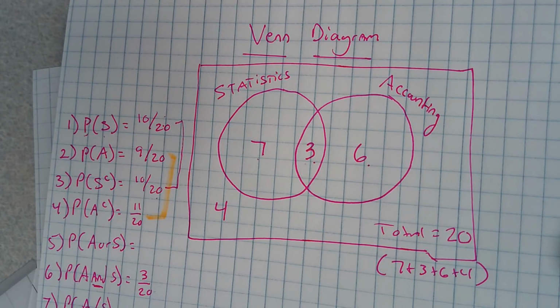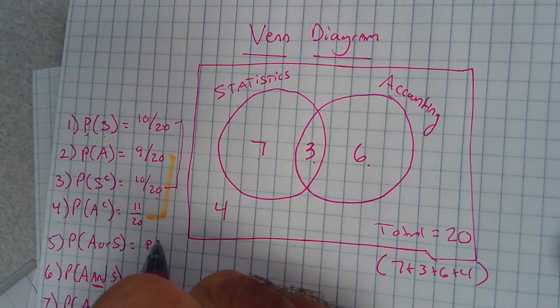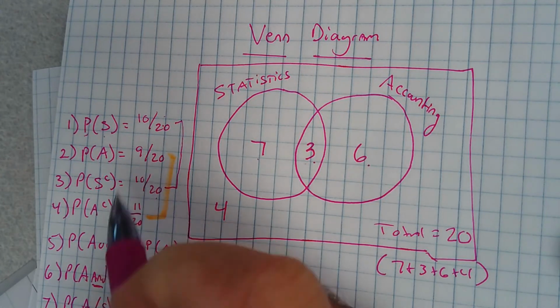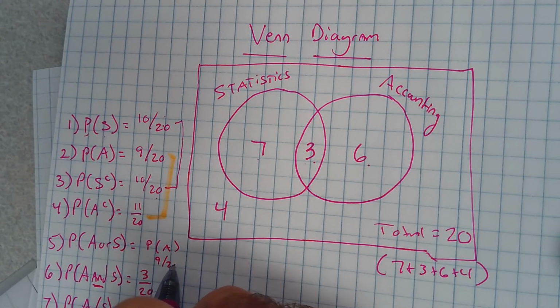Now, the probability that you're taking an accounting class or a stats class means you could be taking either one. So we're going to take the probability of accounting, which we already said is 9 out of 20.